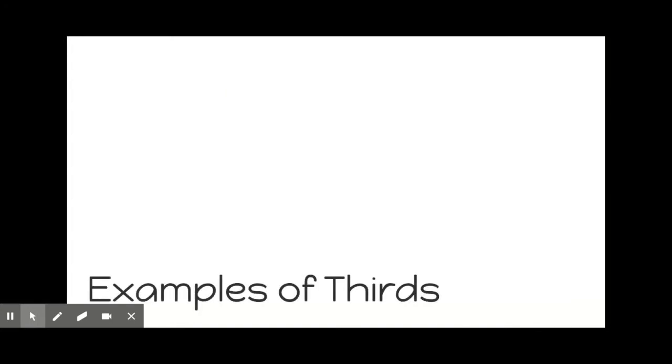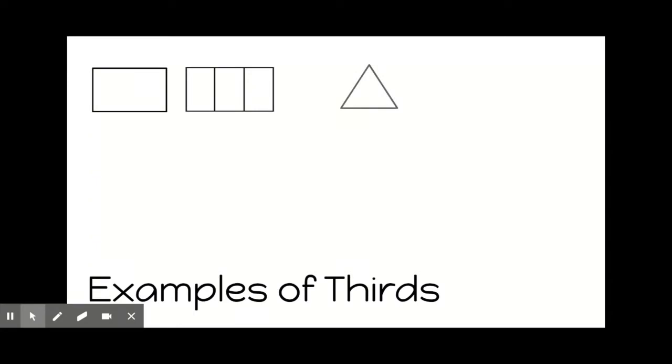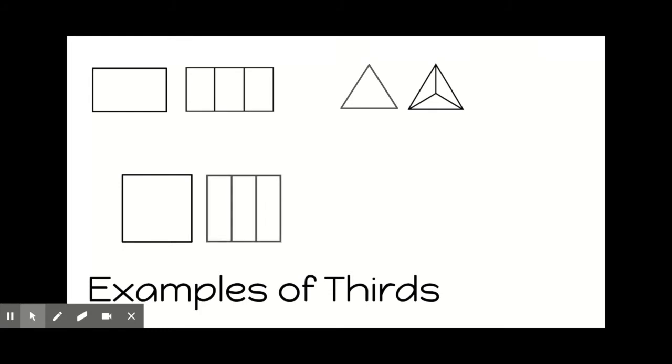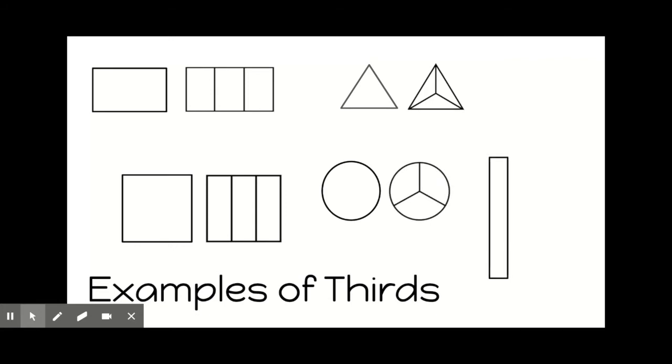Let's take a look at some examples of thirds. How about this rectangle? This rectangle can be divided into three equal parts or thirds. Next, we have this triangle. This triangle can also be divided into three equal parts or thirds. This square can also be divided into three equal parts or thirds. Take a look at this circle. It can also be divided into three equal parts or thirds. Then finally, we have this long rectangle, which can also be divided into three equal parts or thirds.